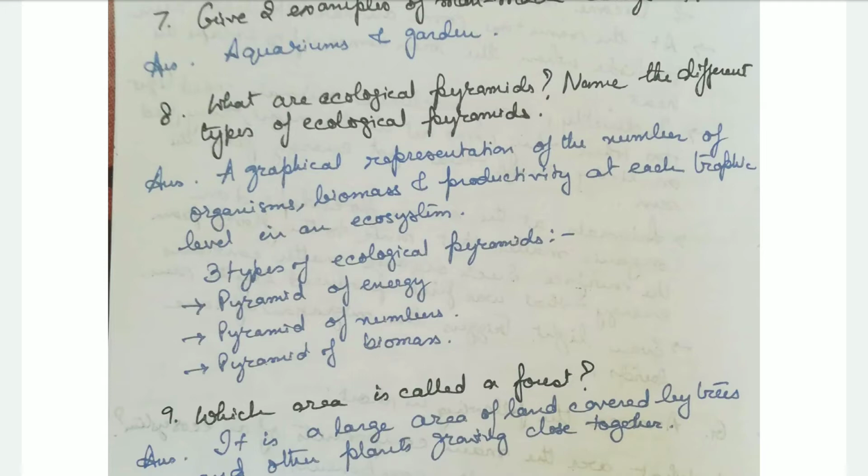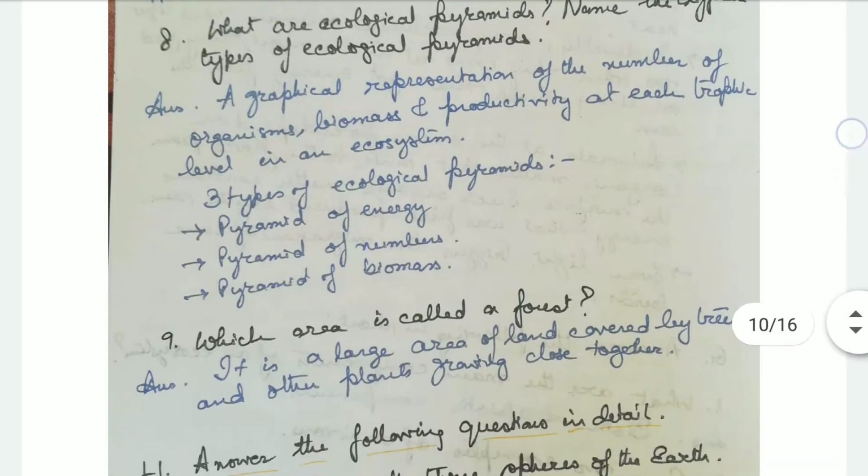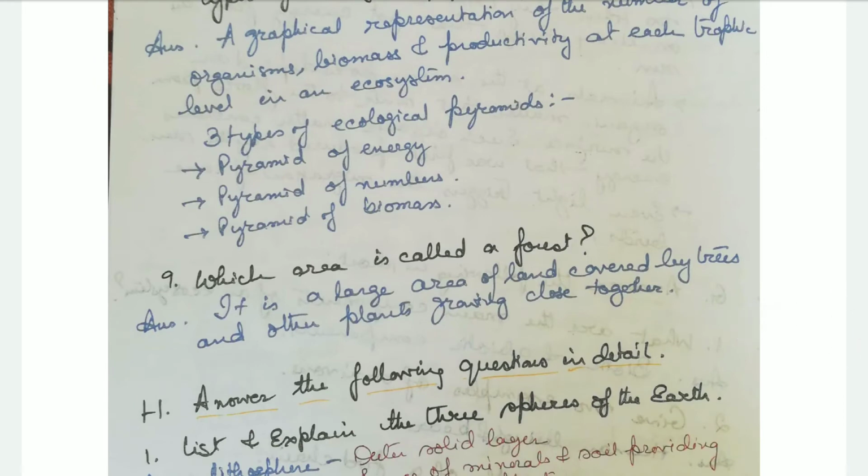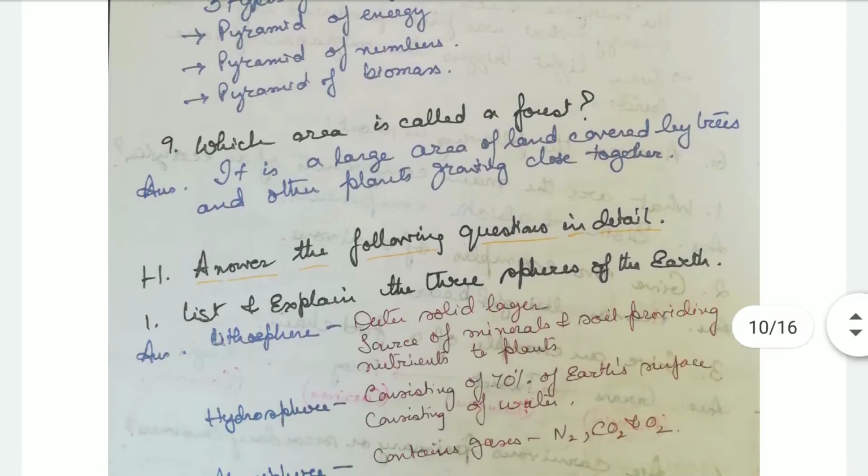Trophic level is the producers, then the consumers, the primary, the secondary. These are the trophic levels. Okay, so three types of ecological pyramids are there. First is pyramid of energy, second is pyramid of numbers, and third is the pyramid of biomass. Then which area is called a forest? Forest is a large area of land which is covered by trees and other plants growing close to each other.